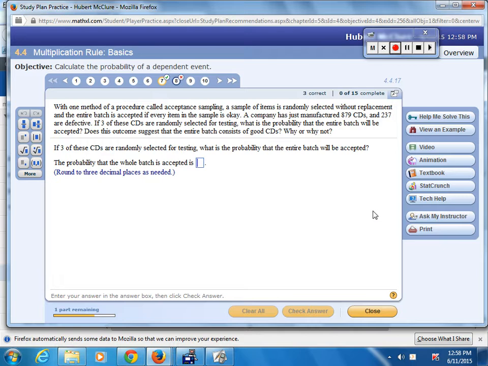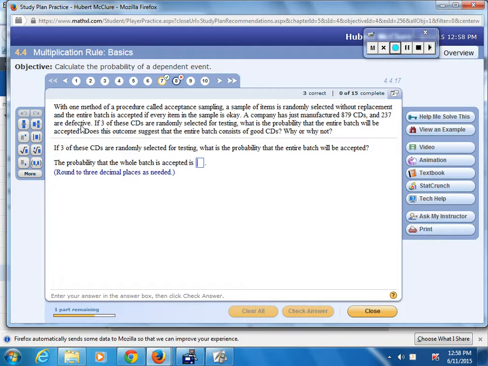All right? So, it says a company has just manufactured 879 CDs, and 237 are defective. They base that 237 on a percentage, like I based it on 15. All right? Question. Yes.